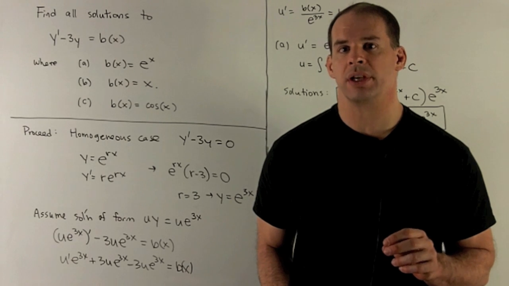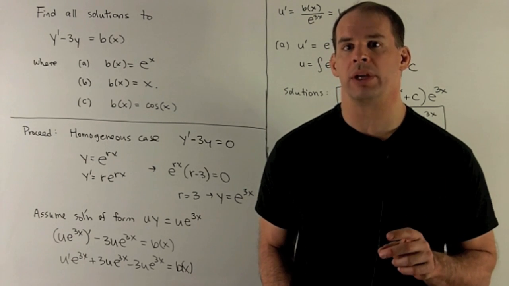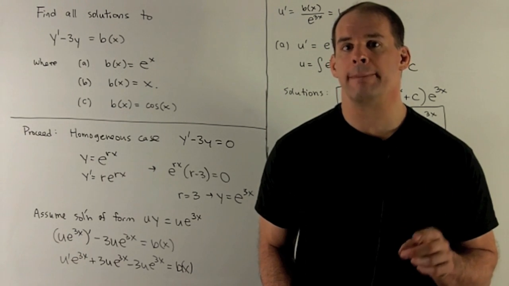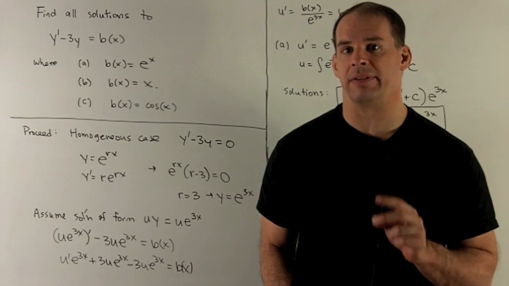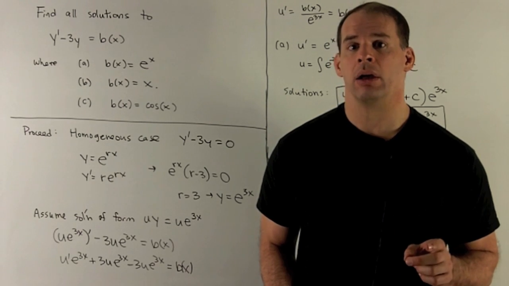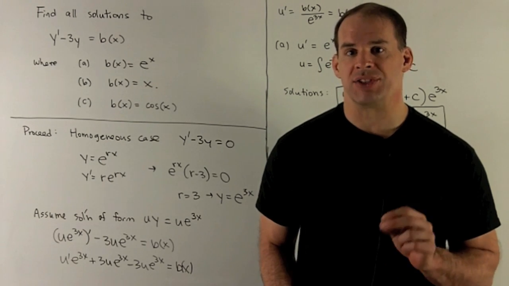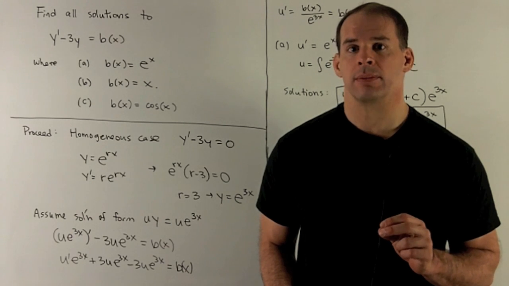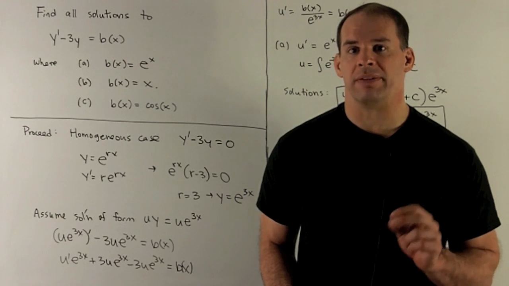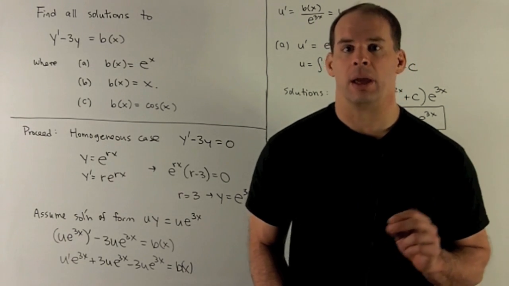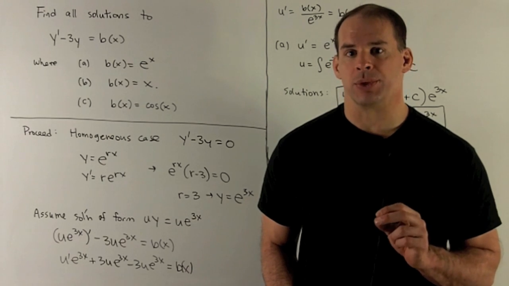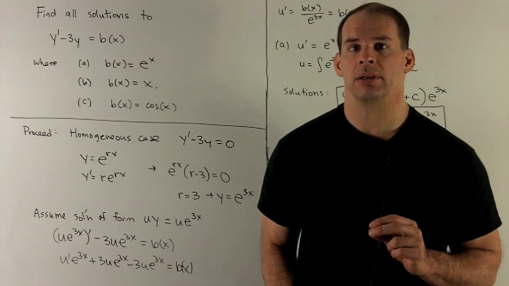Find all solutions to the non-homogeneous linear ODE, y prime minus 3y equals b of x, where part 1, b of x is equal to e to the x, part 2, b of x is equal to x, and part 3, b of x is equal to cosine x.